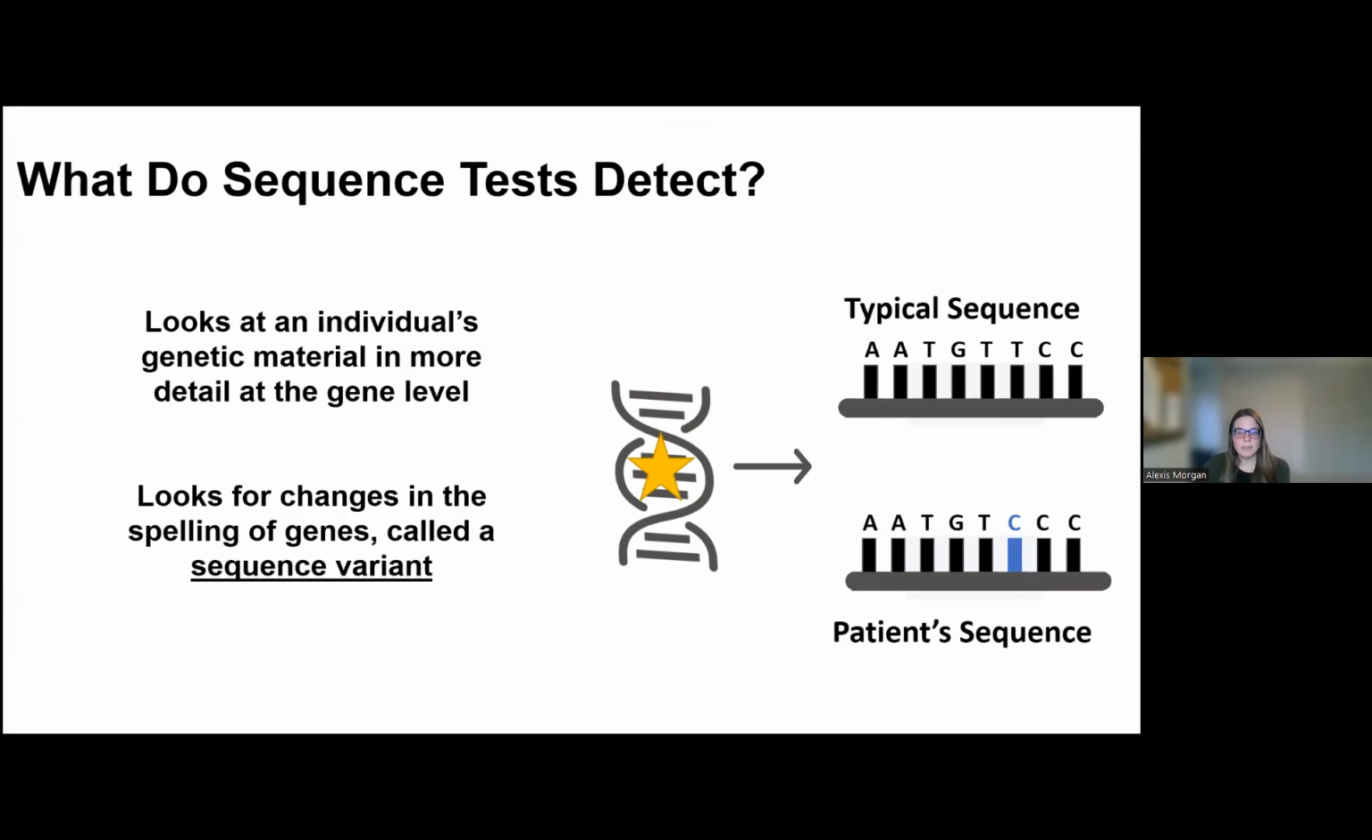Looking at the example on the slide, there is a DNA sequence, perhaps a portion of one gene. The top letters are the typical spelling for this gene. And in the patient sequence underneath, you can see a sequence variant where one of these letters changes to another letter. So in this example, where we would typically see a T nucleotide, we see a C nucleotide in the patient sequence.